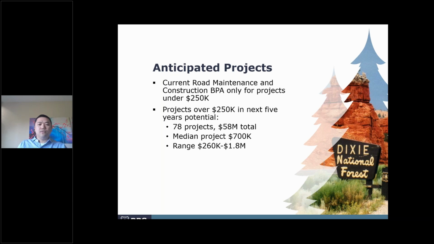We're looking at a lot of projects. For example, we have 78 projects anticipated with a total of 58 million. Of course, not all of these projects and money is going to come into this tool, because some of it is going to go into others, might not even be realized and funded, or they might go to another tool, or just standalone contracts, right? But a good chunk of this is intended for this MATOC that we're talking about now. The median project we're looking at is 700,000, and the range is 260K to 1.8 million.